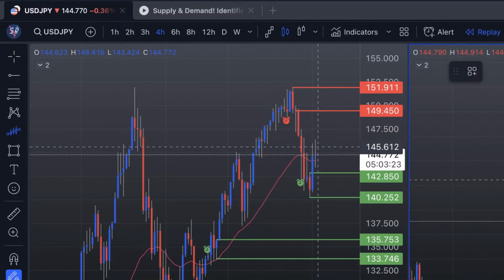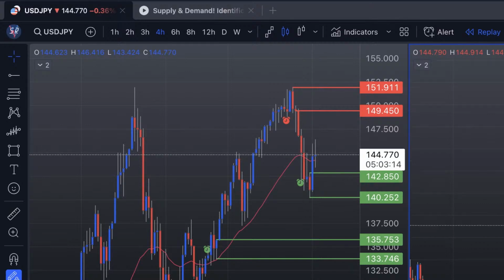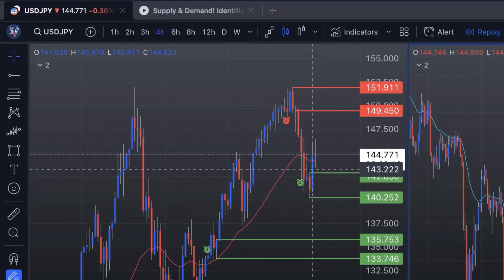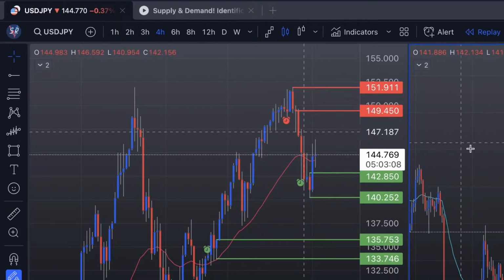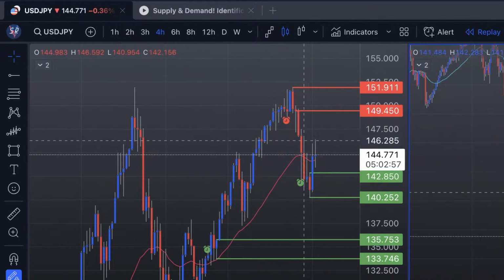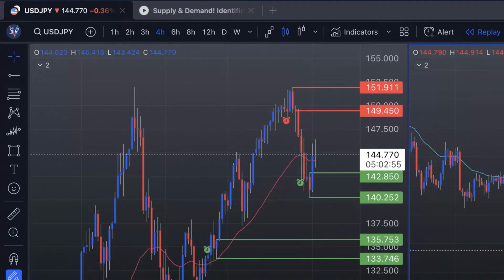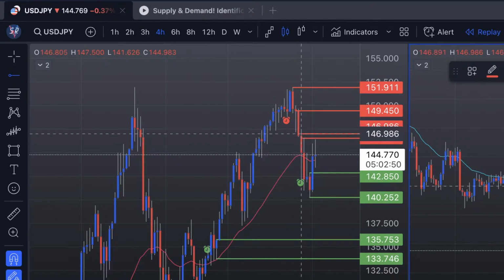And this one might move sideways, guys. This one might look pretty ugly, but if this demand holds, I would eventually want to see this dollar make new highs and ultimately work towards this weekly supply. This is a beautiful supply zone right here.